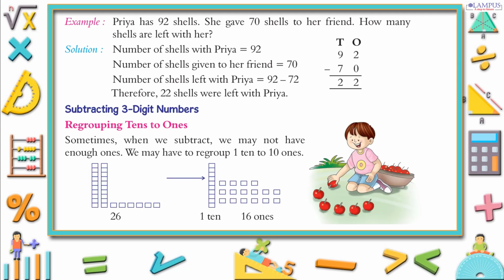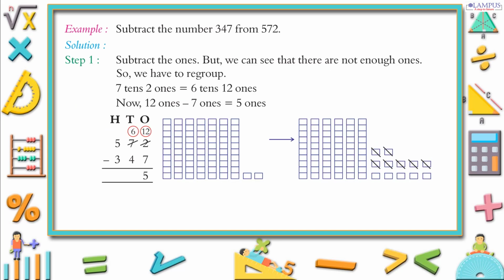Subtracting 3-digit numbers. Regrouping tens to ones. Sometimes, when we subtract, we may not have enough ones. We may have to regroup 1 ten to 10 ones. 2 tens 6 ones equals 1 ten 16 ones. Example. Subtract the number 347 from 572.